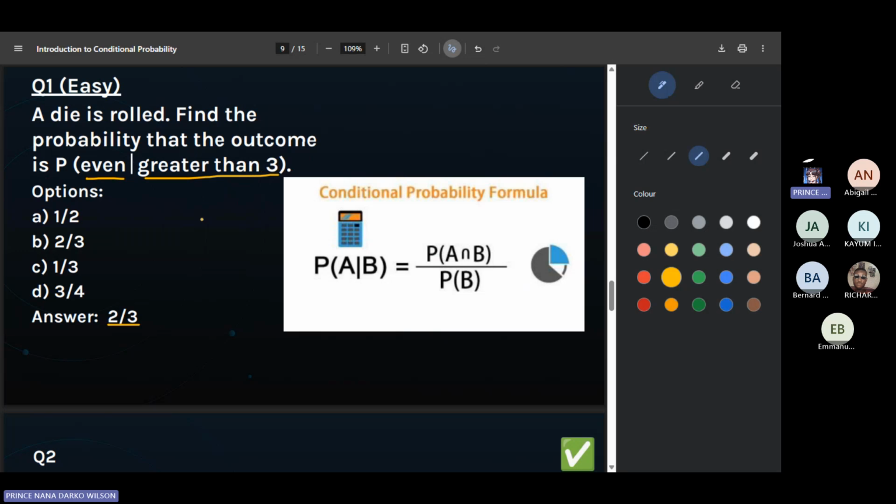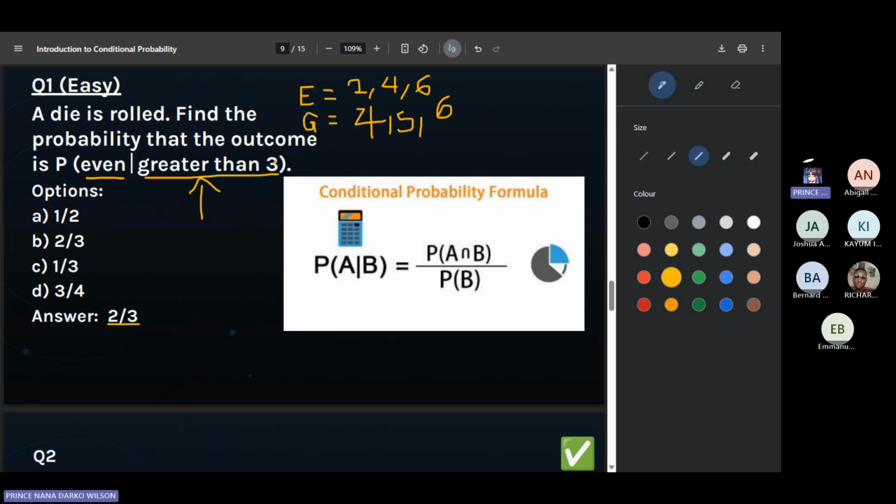So the pre-existing condition here is the fact that it is greater than 3. So we are looking for the chance of rolling an even number that is greater than 3. Let's say we define the even numbers as E, and we define the values greater than 3 as G. On the face of a die, the even numbers are 2, 4, and 6. Am I right? Yes. And then all the values greater than 3 on the face of a die are what? 4, 5, and 6.